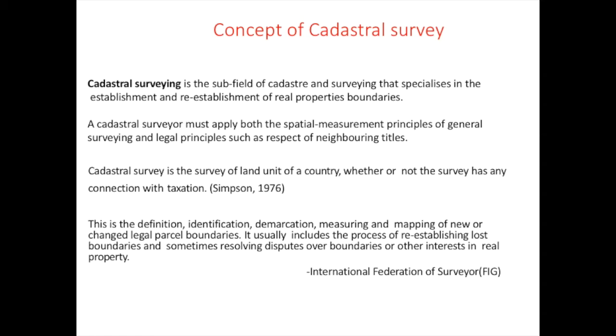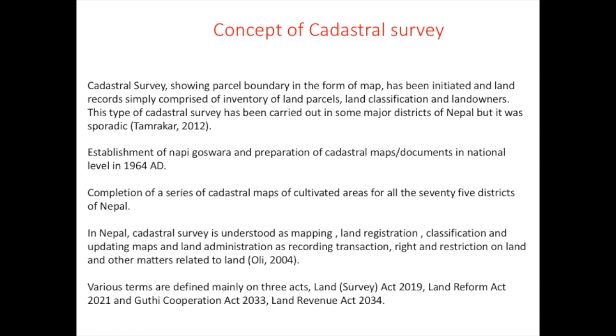1976. This is the definition, identification, demarcation, measuring, and mapping of a new or changed legal parcel boundary. It usually includes the process of re-establishing lost boundaries and sometimes resolving disputes or conflicts over boundaries or other interests in real property. This is given by the International Federation of Surveyors, FIG. Overall, cadastral survey shows parcel boundaries in the form of maps, and land records simply comprise an inventory of land parcels, land classification, and landowners.